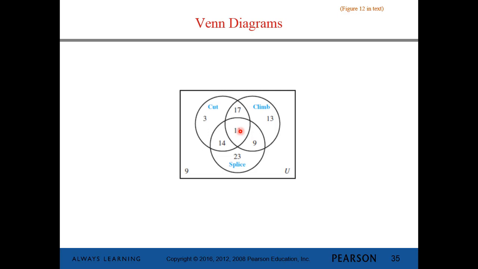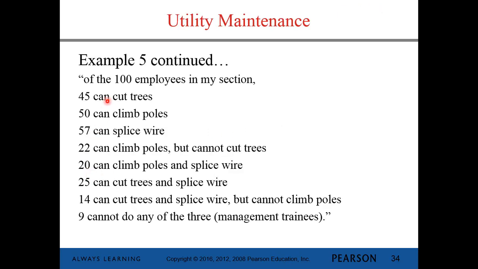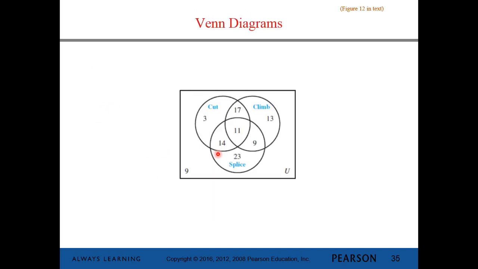Yeah. So we know 22 can climb poles but not cut trees. So that means 22 is right here, right? So we know 22 has to be these two, but since we know this is 9, that makes this 13.